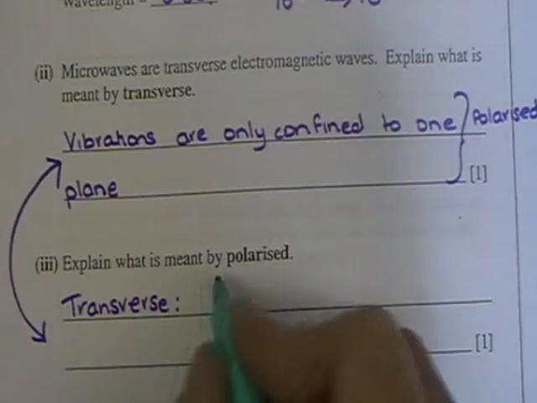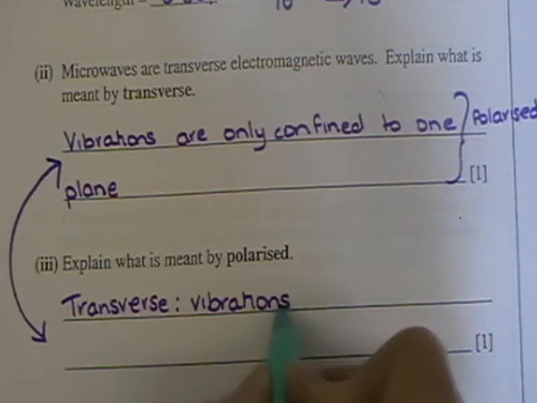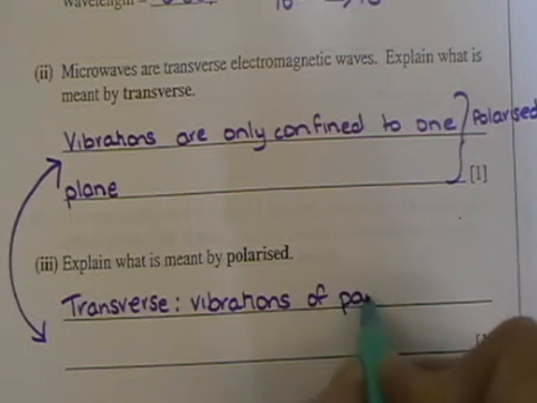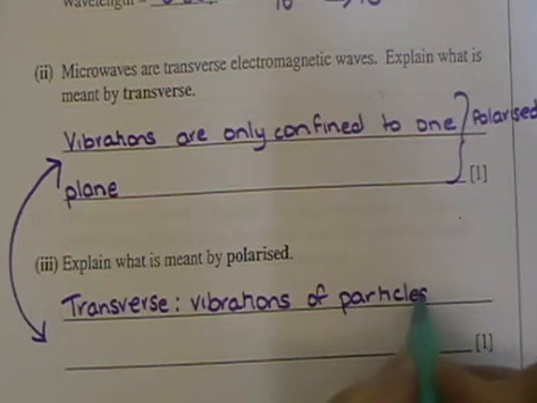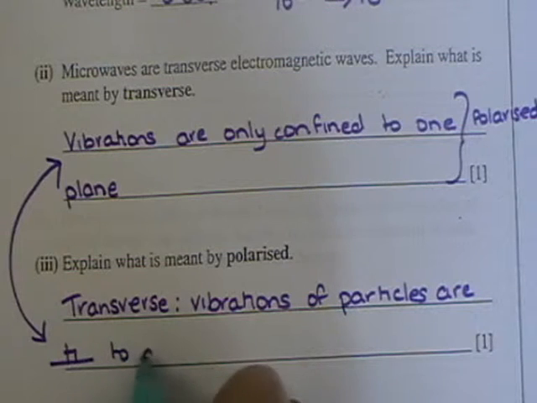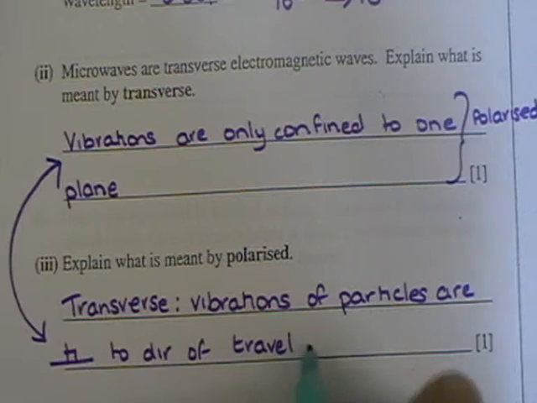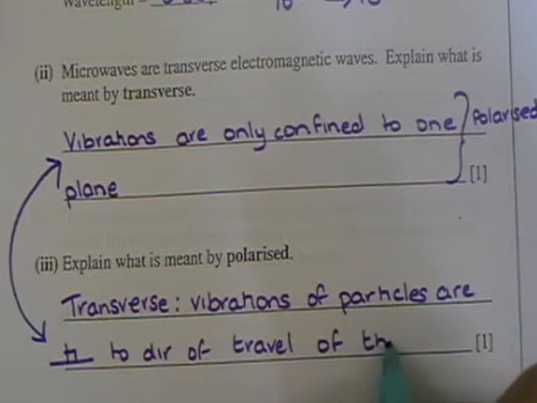So a transverse wave is one where the vibrations of the particles are perpendicular or at right angles to the direction of travel of either the energy or just of the wave itself.